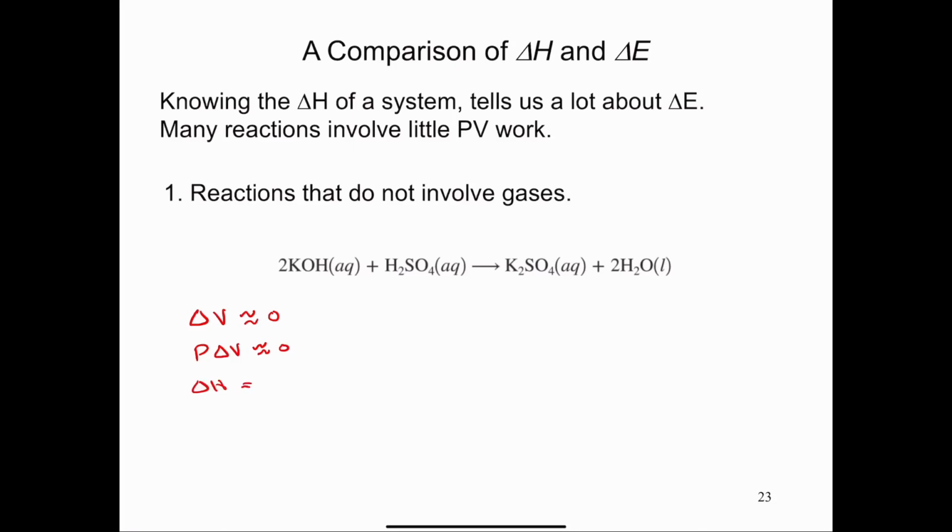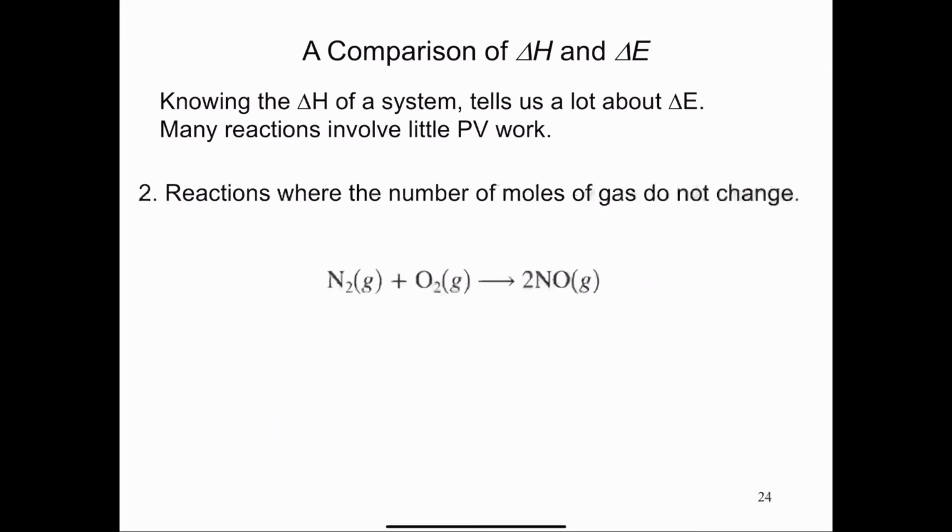So let's see what happens when we take our equation. Delta H is equal to delta E plus P delta V. Well, again, if the P delta V is almost 0, this is going to essentially cancel out. And what I end up with is that my change in enthalpy is going to be almost identical to my change in energy. Another case is reactions in which the amount or the number of moles of gas doesn't change.